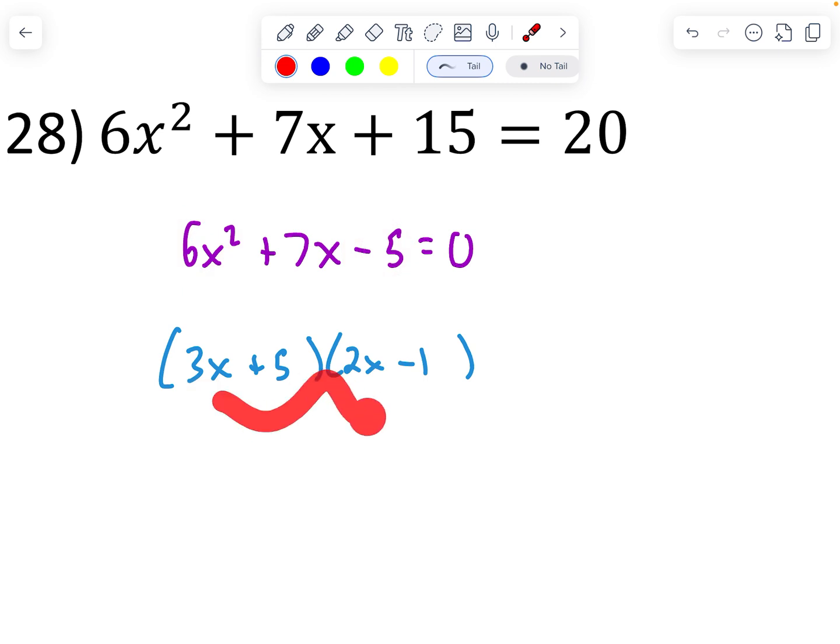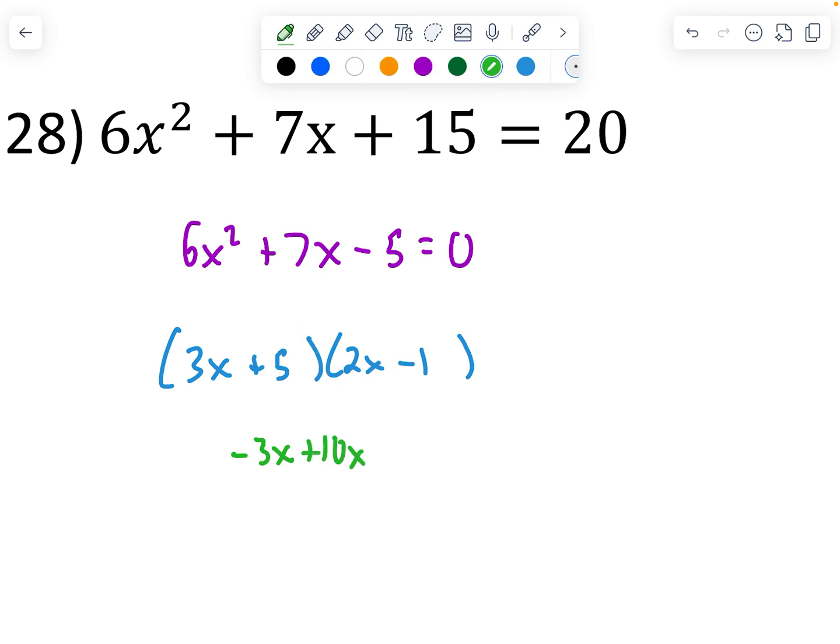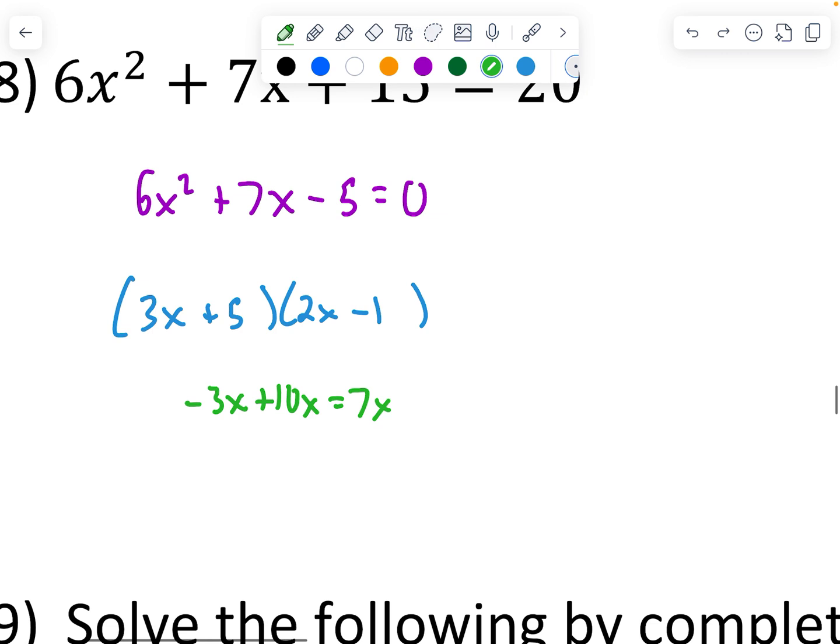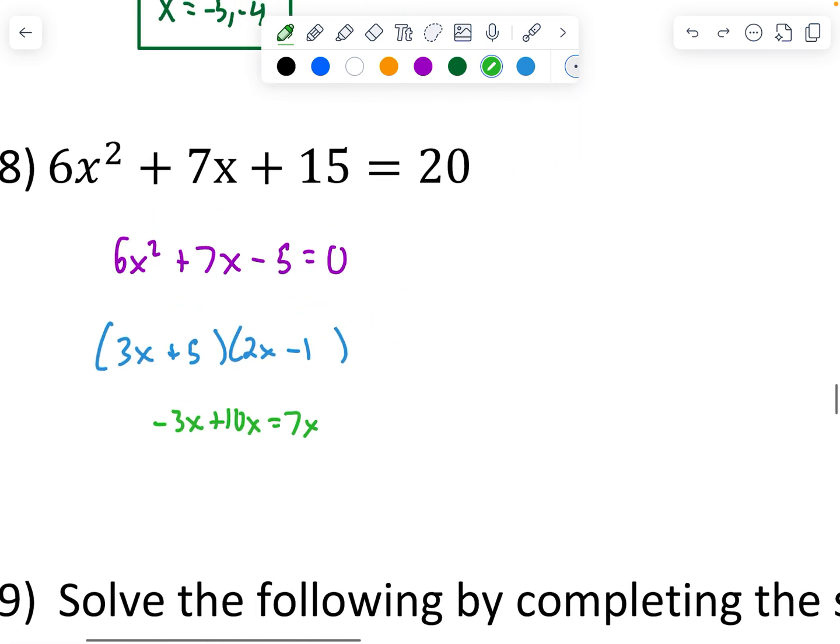But if you want to just FOIL the whole thing, go ahead, if that makes more sense to you. But I'm going to do 3x times negative 1 and get negative 3x. And I'm going to do 5 times 2x to get plus 10x, which is in fact 7x, which is this. And so I know I factored it correctly. And so this is still set equal to 0.